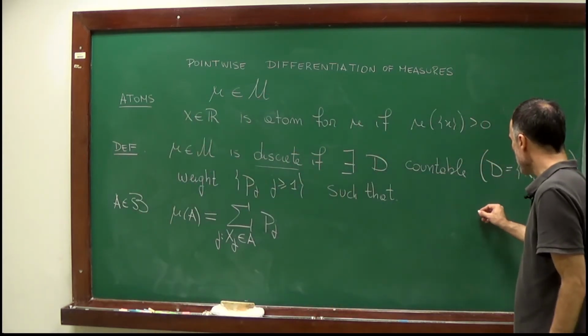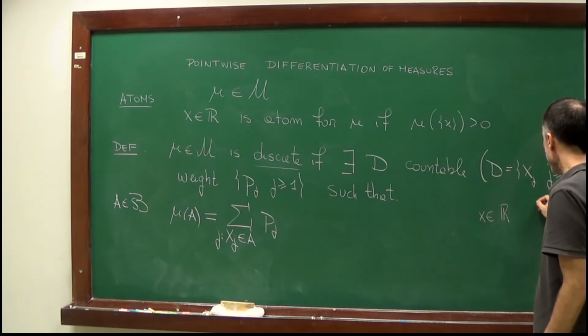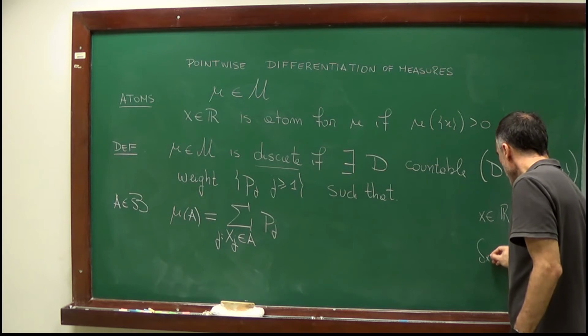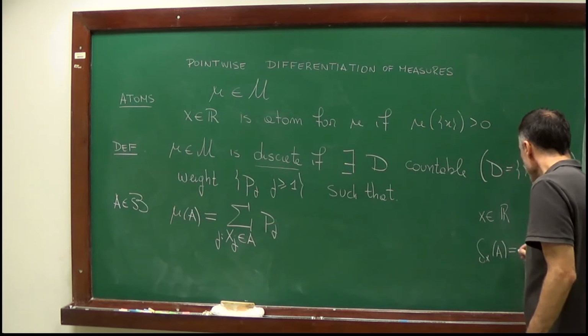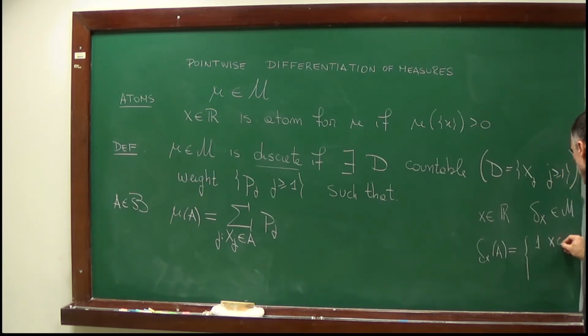So let me take x in R. I will represent by delta_x a measure in M, and delta_x of a set A will be equal to 1 if x belongs to A and 0 otherwise. So this measure is concentrated on the point x. The measure of a set will be either 1 if x belongs to A, and 0 if x doesn't belong to A.